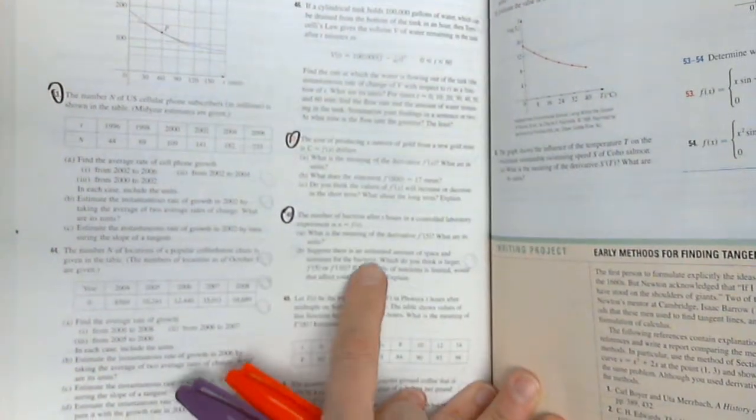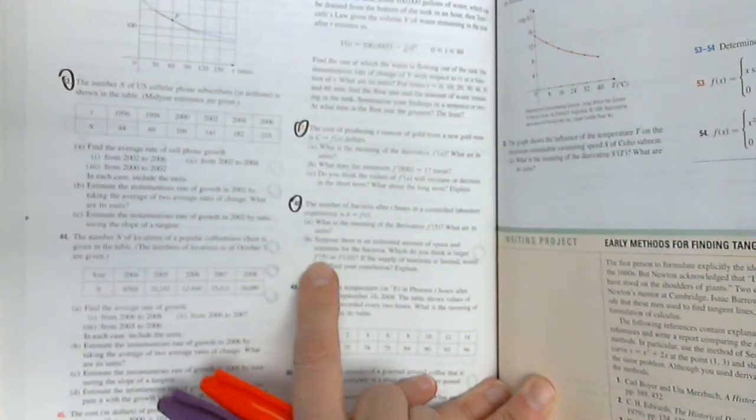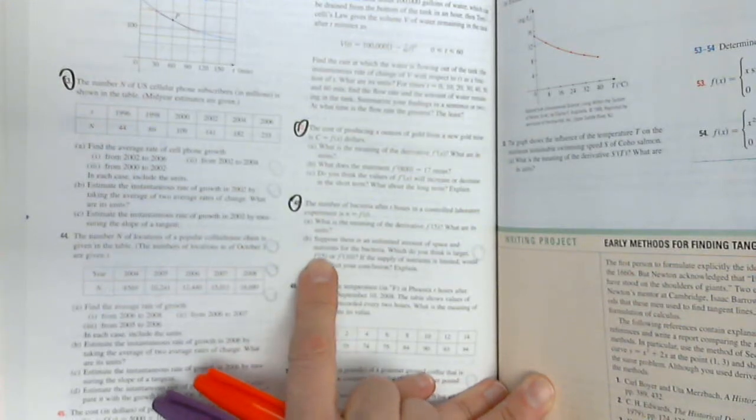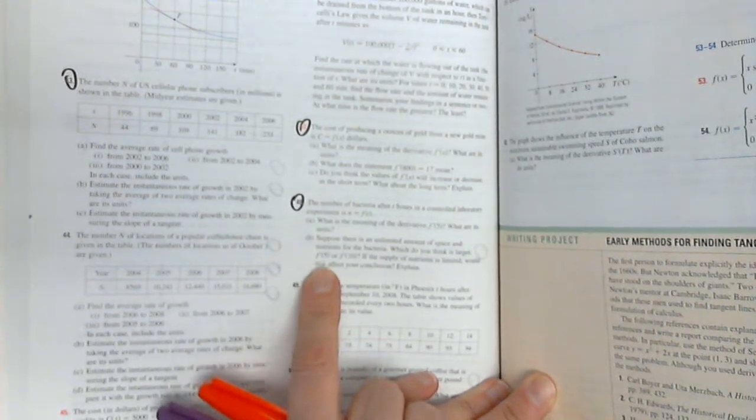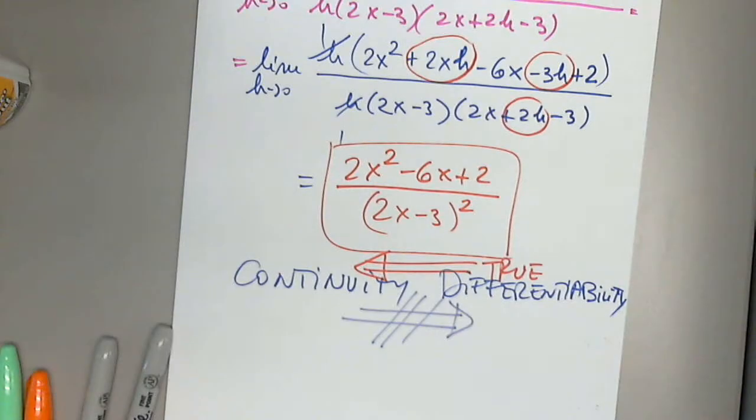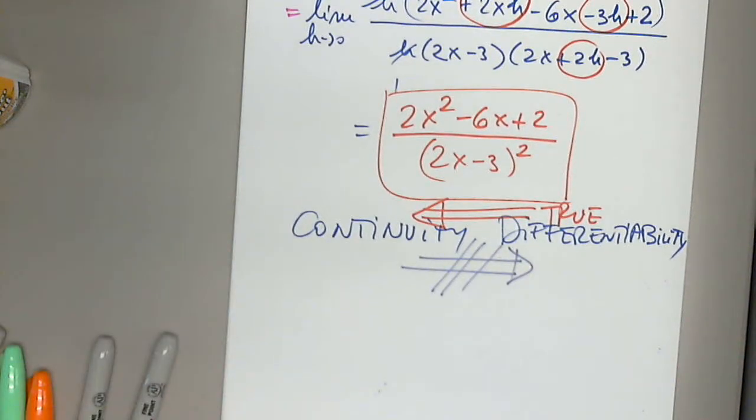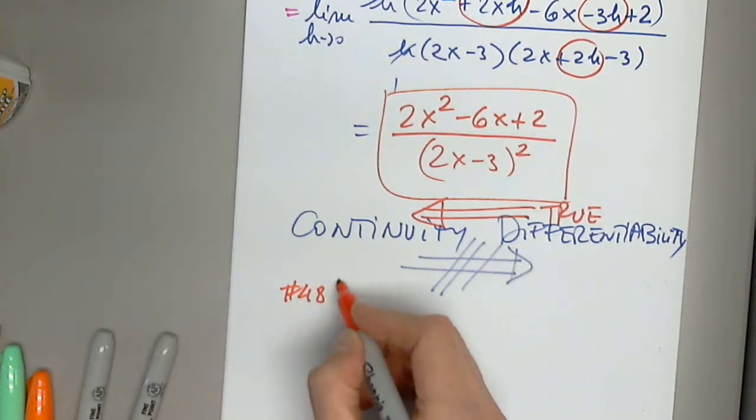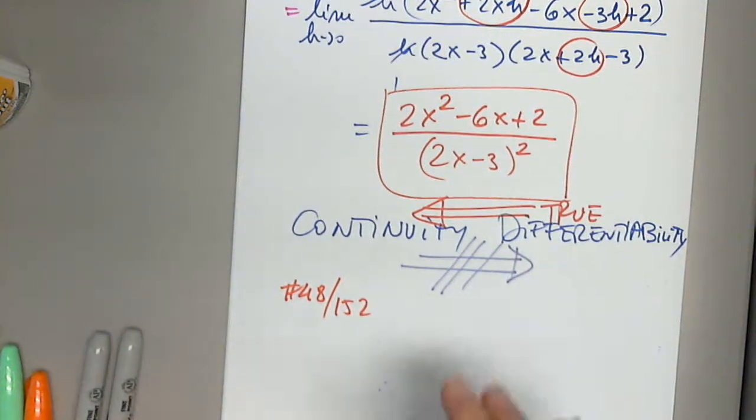So I will write this. Unlimited resources, f prime of 5 is larger. With limited resources, f prime of 10 is larger. I know I only have 1 minute, so let me write it down. So this was 48 on 152.